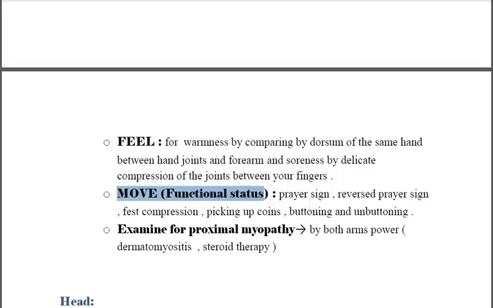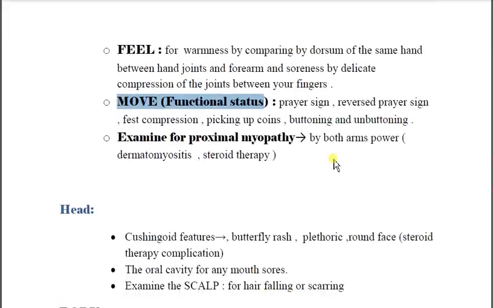Then we'll go to the arm of the patient to make the patient move his arms against resistance for proximal myopathy. Why proximal myopathy here? It may be involved in polymyositis with the patient. Polymyositis or dermatomyositis can be a part of overlapping syndrome, or maybe because of the steroid the patient is receiving for SLE, which can cause proximal myopathy as well.